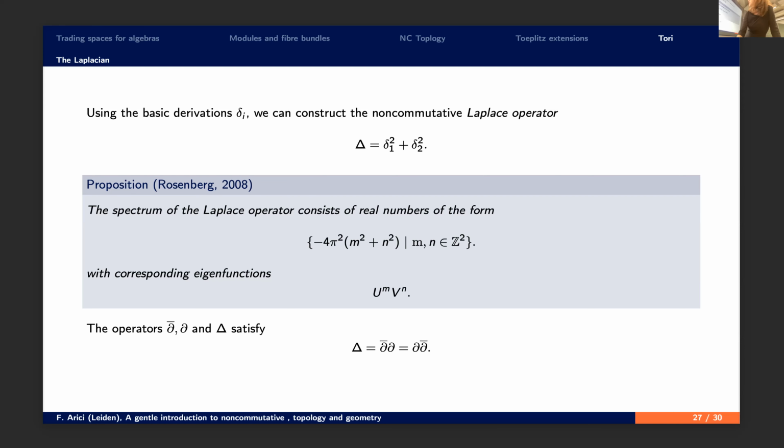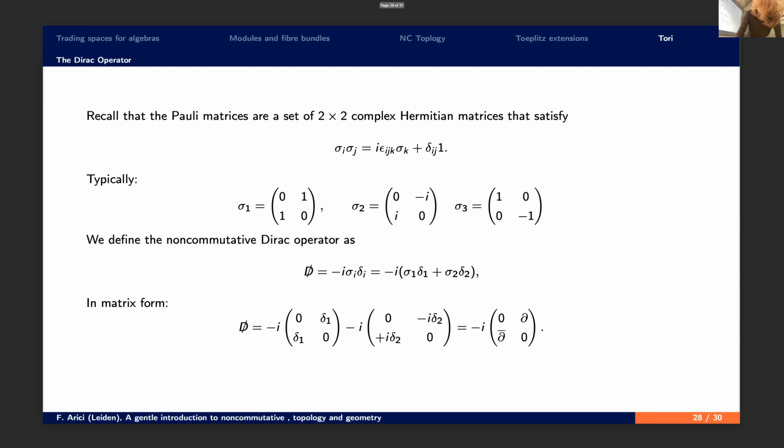So somehow we see already here that delta and its conjugate are kind of square roots of the Laplacian, not exactly. So we can find the square root of the Laplacian by using Pauli matrices. This will be the Dirac type operator on the non-commutative torus.